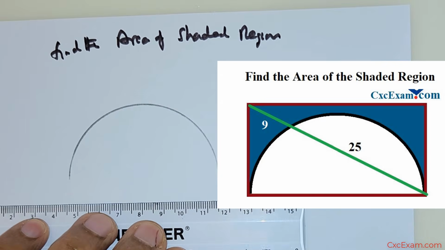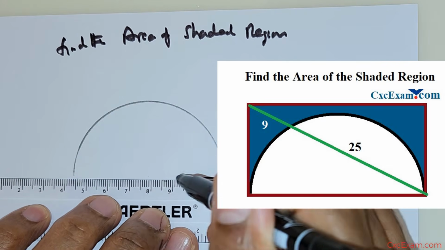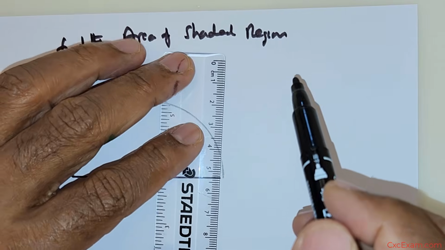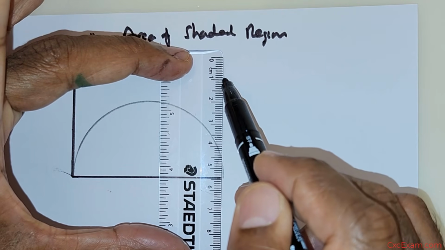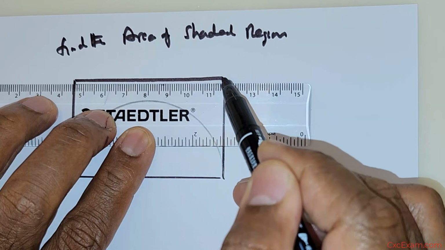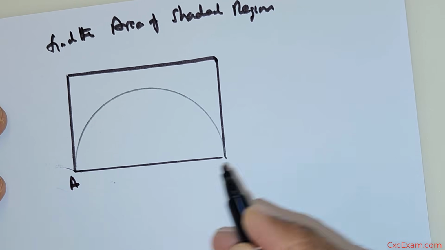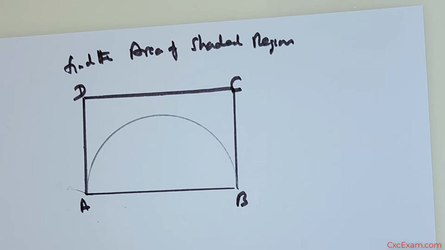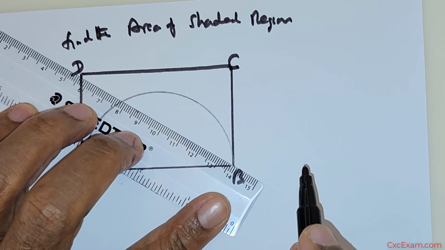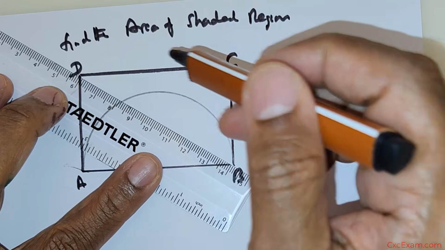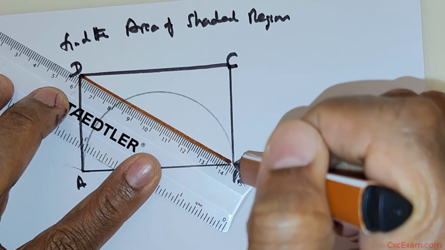Expected to find the area of the shaded region. So we have a rectangle like this. Okay. Now I'm going to take this as A, B, C and D. And we have a line from D to B. So let me draw that line D to B.